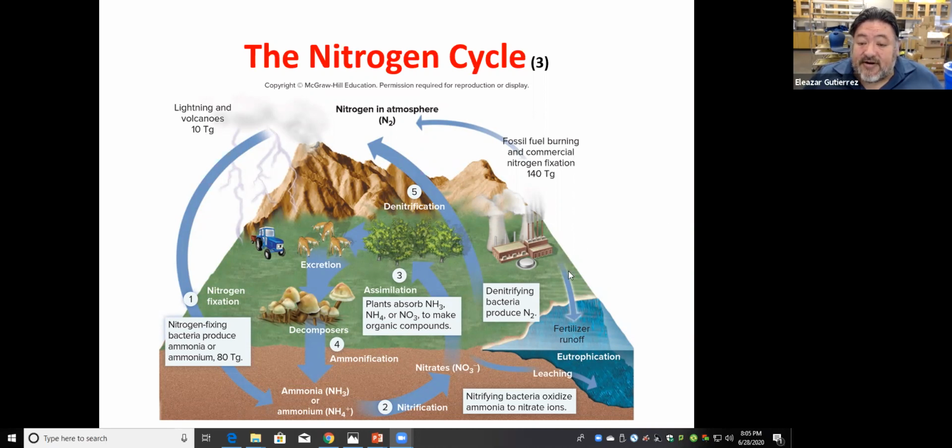You can see right here, your author put in this diagram, fertilizer runoff. That's called eutrophication, okay? So that's excess nutrients, and this is what's going to give rise to algal growth in the future.